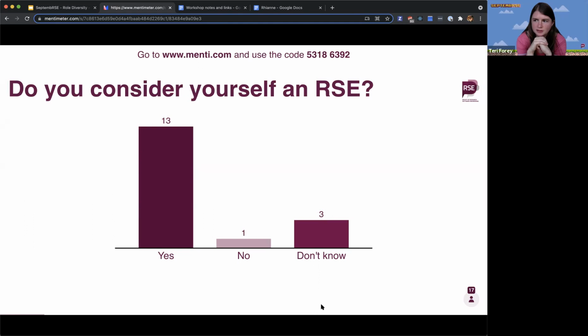Yeah, I think I would agree with that. I think the initial definition of RSE that I saw was interested in both good software and good research. So I think if you're interested in it and that's what you want to do, then you should consider yourself an RSE. But that's my opinion. And this is why we're doing this workshop, to gather your opinions as well.